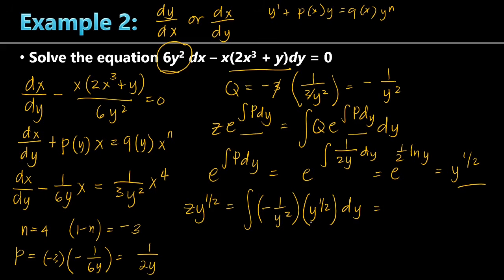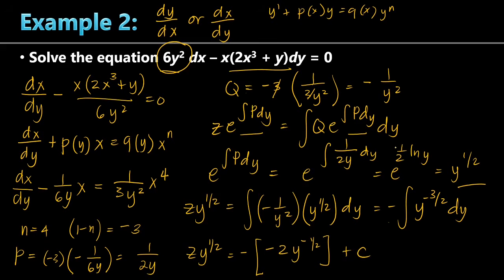So by simplifying this, that's just the negative of the integral of 1/2 minus 2 is y to the negative 3/2. Okay. Now, I'll just copy this and integrate this part. z, y to the 1/2 equals, if I integrate this, I'll get negative of y to the negative 3/2. Negative 3/2 plus 1 is negative 1/2. Okay, so that's negative 2y to the negative 1/2 plus c.